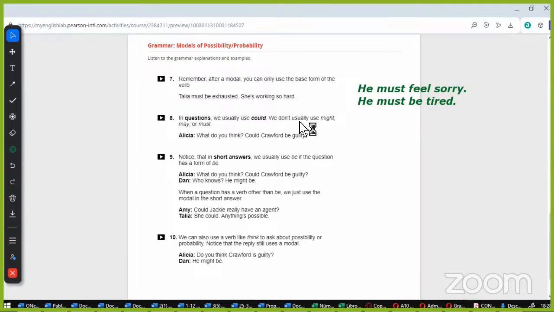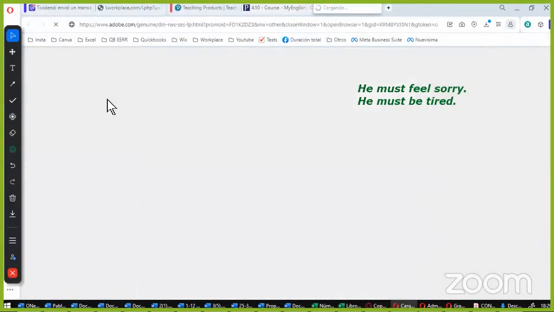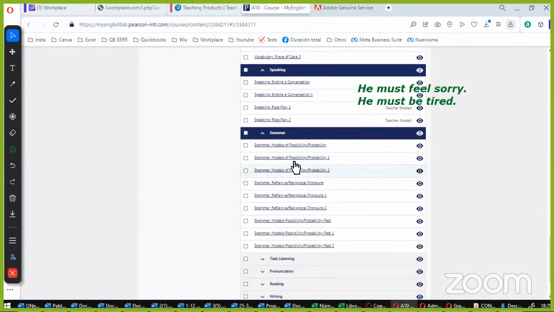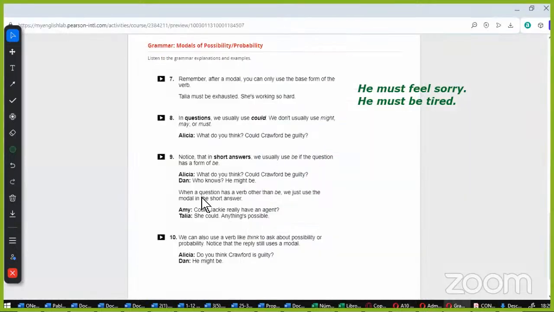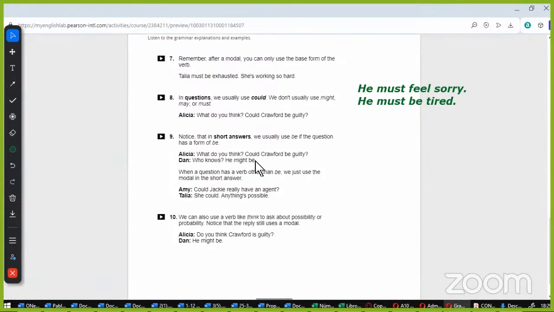Okay, in questions, we usually use could. We don't usually use might, may, or must. What do you think? Could Crawford be guilty? So in questions, we use could if you're questioning some possibility. In short answers, we usually use be if the question has a form of be. What do you think? Could Crawford be guilty? Who knows? He might be. So here, in the short answer, we use the be. He might be.